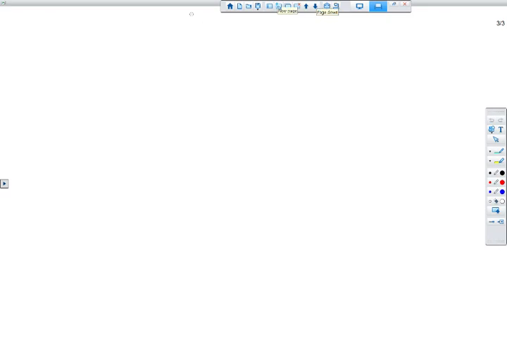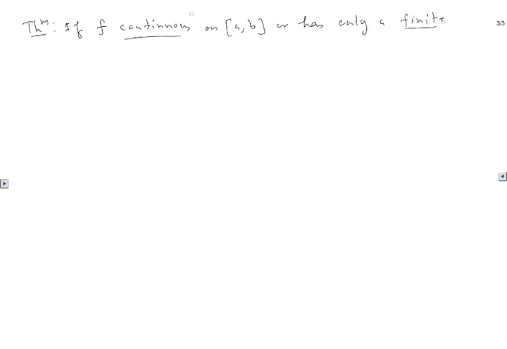It's actually a theorem. It is a useful theorem. What it says is, if the function f is continuous on [a, b], that's the interval we are talking about, or has only a finite number of jump discontinuities.